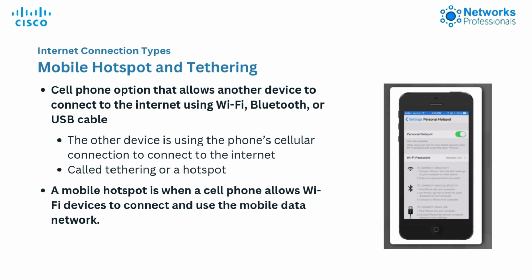Internet connection types. Mobile hotspot and tethering. Mobile hotspot and tethering are features that let a cell phone share its internet connection with other devices. This can be done using Wi-Fi, Bluetooth, or a USB cable. The connected device uses the phone's cellular data to access the internet. When the phone creates a Wi-Fi network for other devices, it's called a mobile hotspot. This is useful for providing internet on the go when no Wi-Fi or wired connection is available.